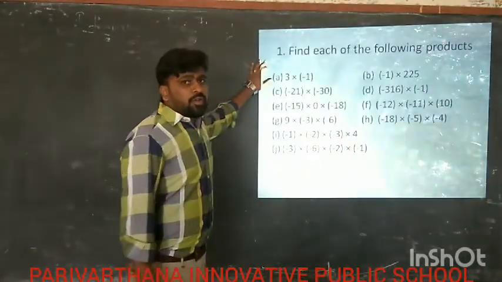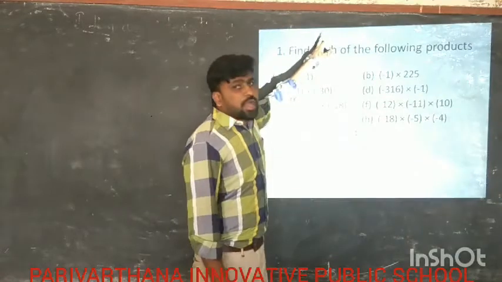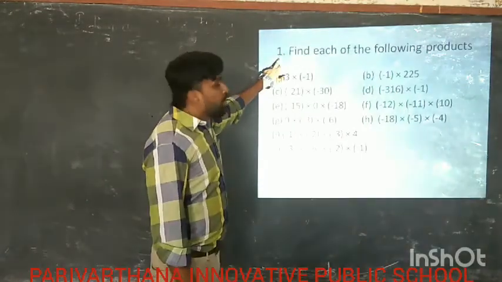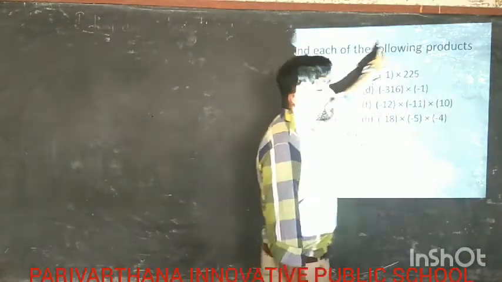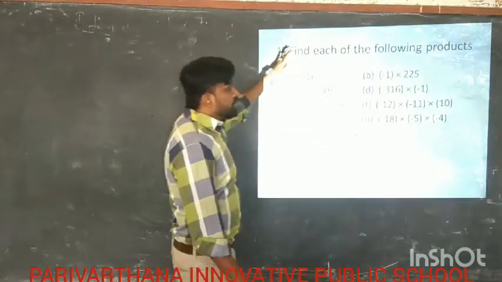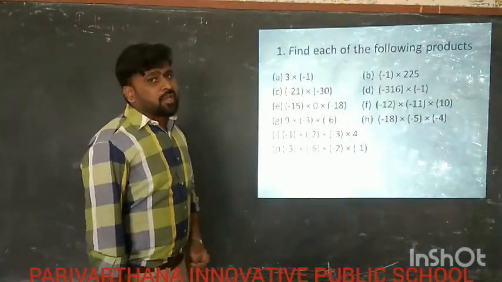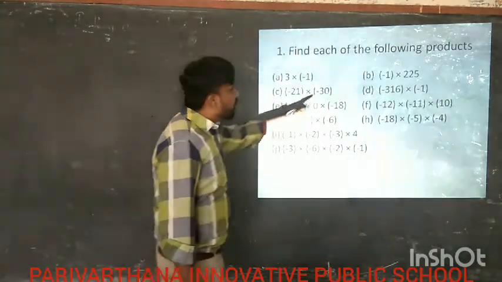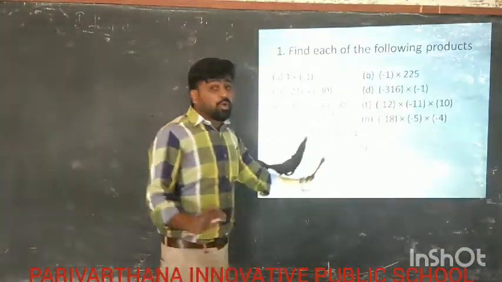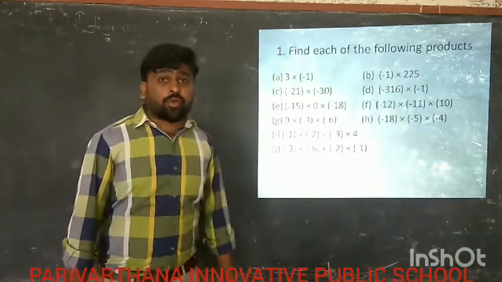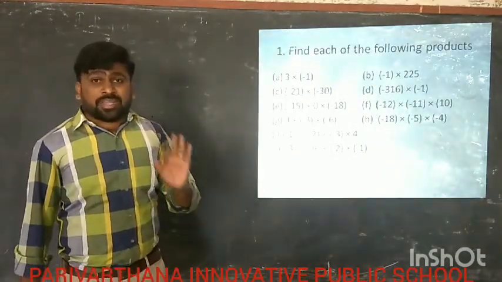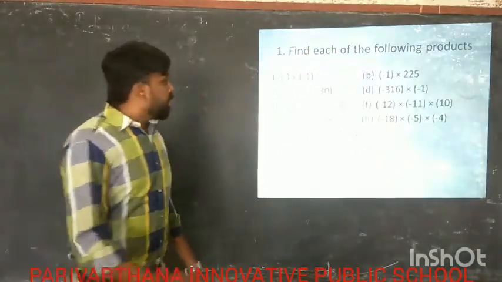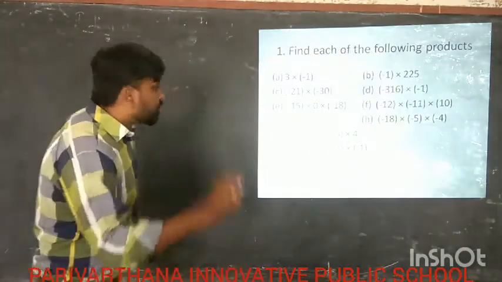In your CW, first write the heading Exercise 1.3. Clear? Afterwards, first main: find each of the following products. Products are nothing but multiplication. They have given a total of 10 problems. I will show 5 problems. The remaining 5 problems are HW. Clear? First one, A. I will show first one, A.